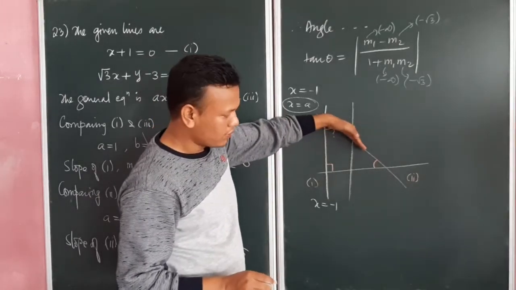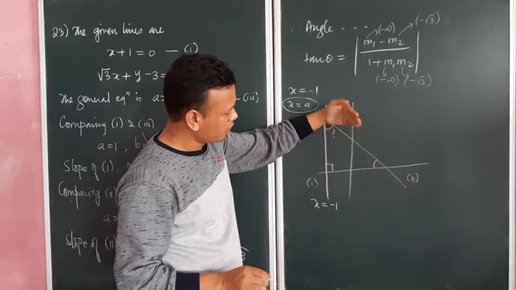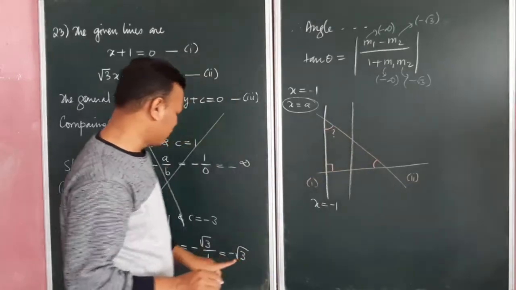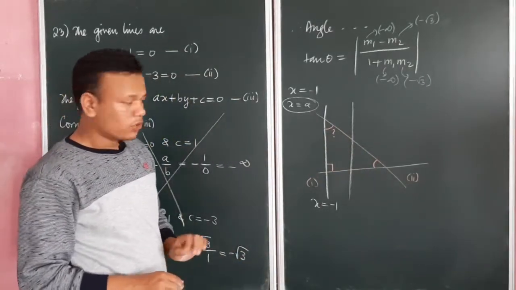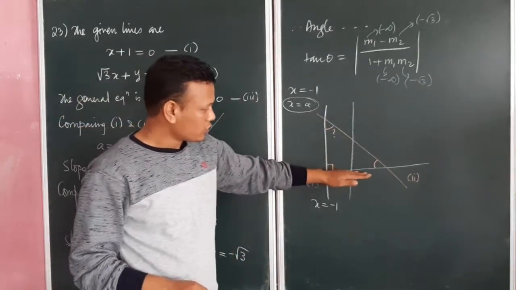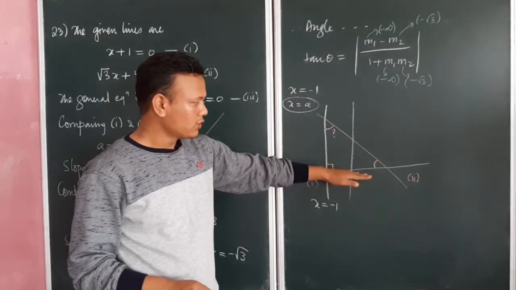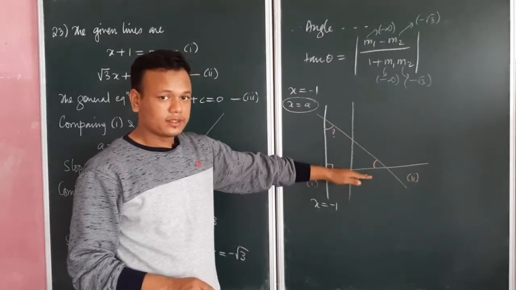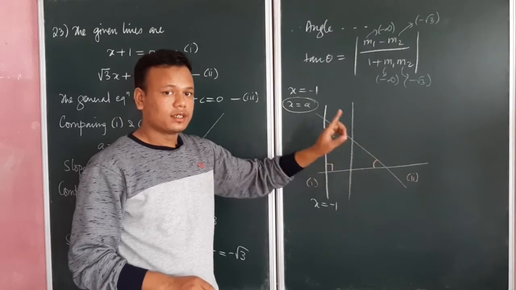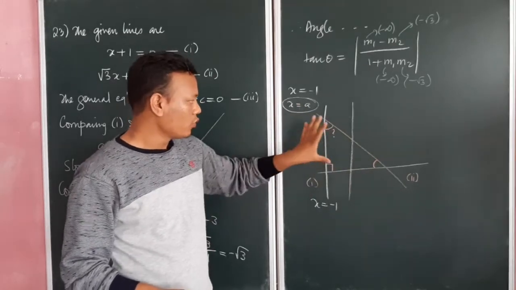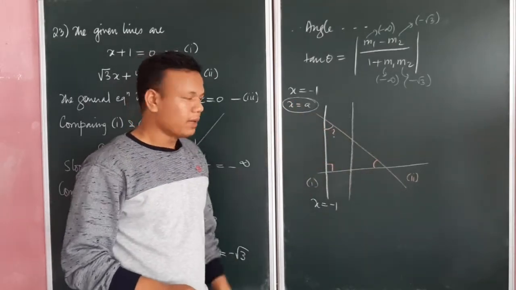See here, we have this line, isn't it? We already obtained the slope of this line, which is minus root 3. Now we'll find what is the slope of this. And what is this? This is actually x-axis, and the slope of x-axis is 0. So basically you are going to draw this diagram as well.